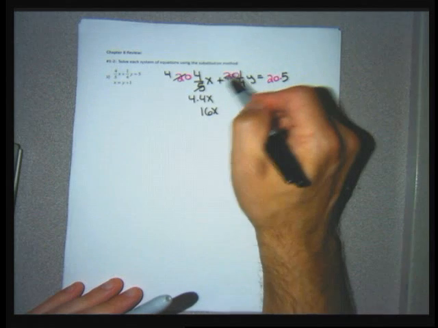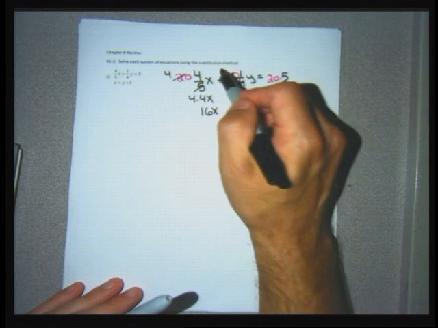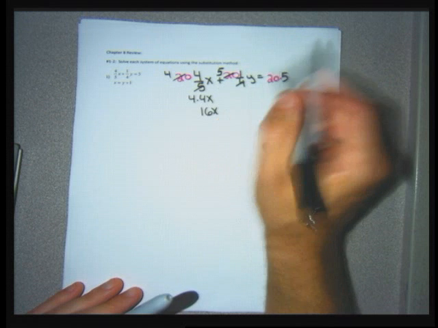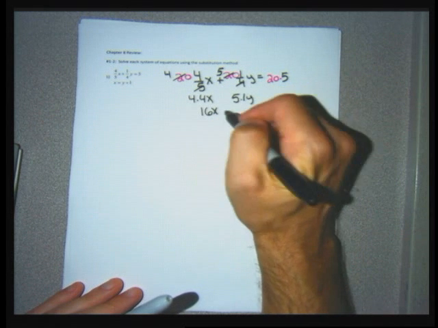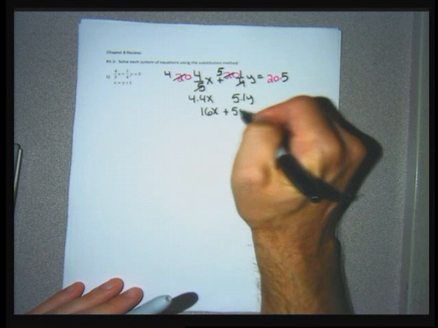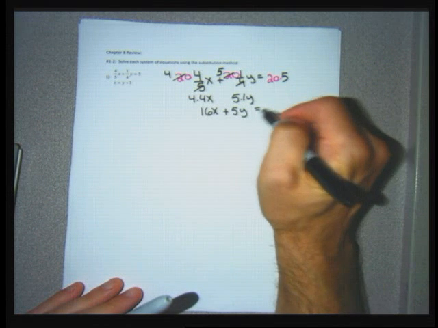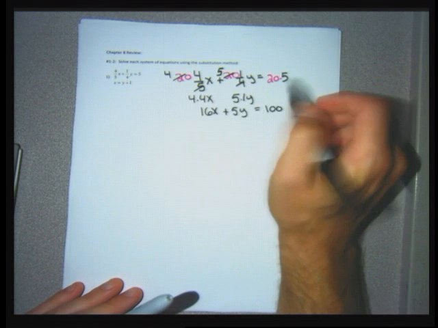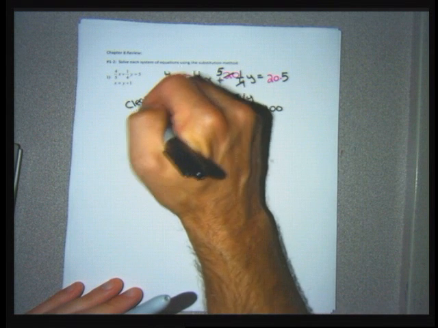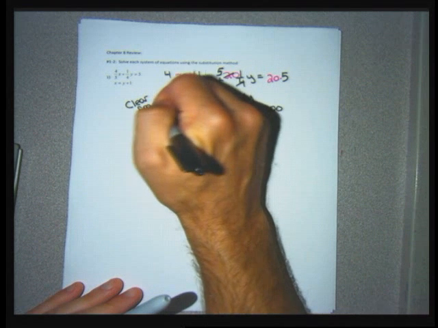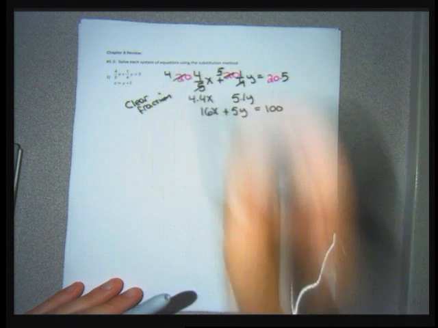And then similarly, the 20 and the 4 are going to cancel. 20 is going to turn into a 5. I'll be left with 5 times 1y. I'm going to write a plus 5y for that. And then 20 times 5 is 100. So step 1 is I'm going to clear the fraction, because it just makes my work easier.